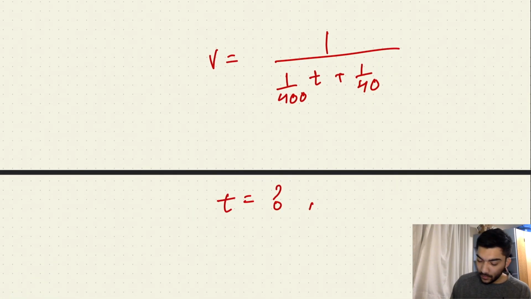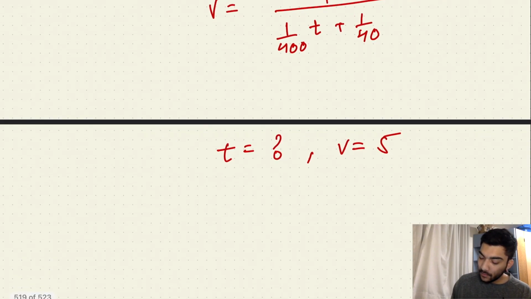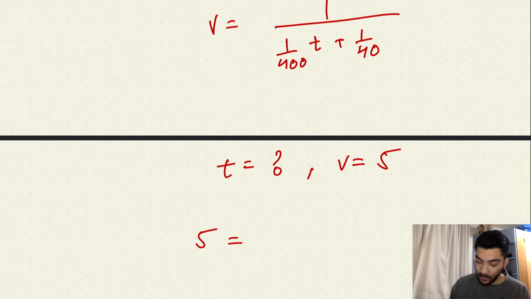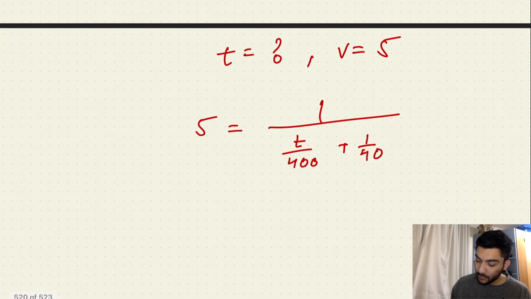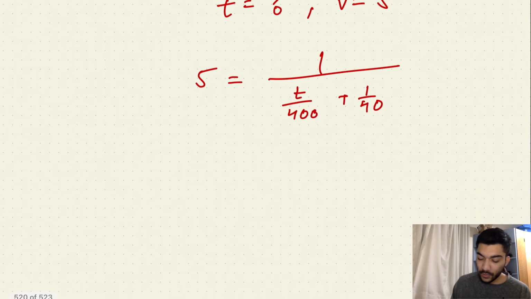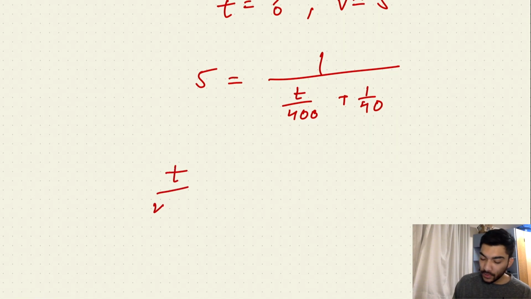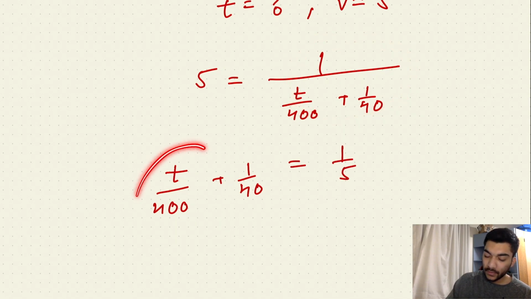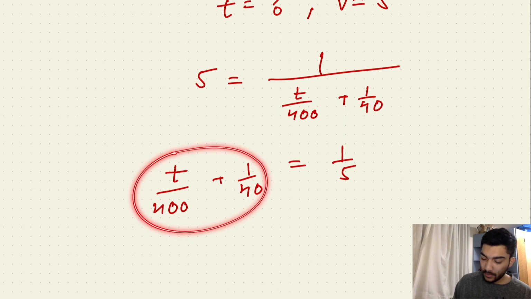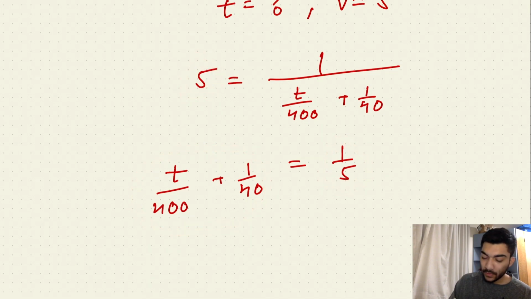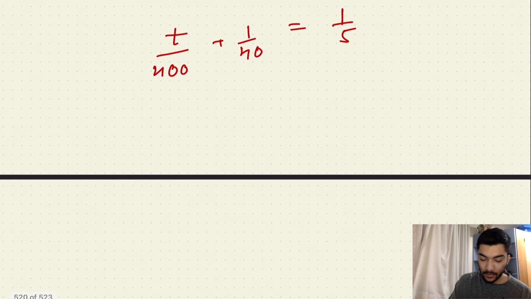And now we have to calculate the value of time when our v is 5. So we have been given v is equal to 5. It would be 1 over (t by 400 plus 1 over 40). Then we can take the reciprocal on both sides to simplify this equation. So it would be t by 400 plus 1 by 40 equals 1 by 5. So the reciprocal of this side, which is this expression, equals the reciprocal of 5, which is 1 by 5. And now we can simplify this equation.